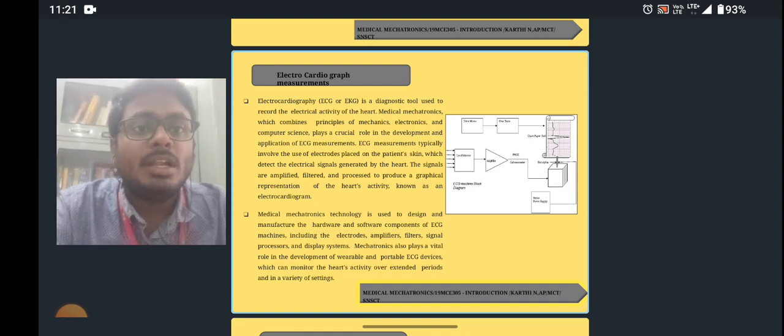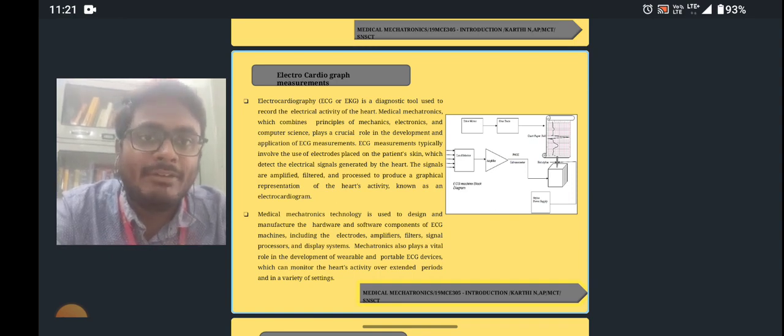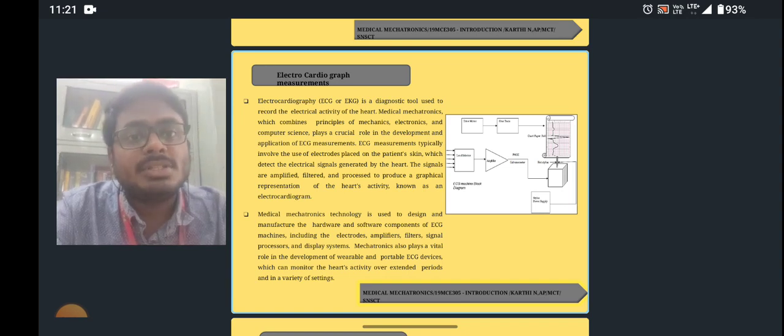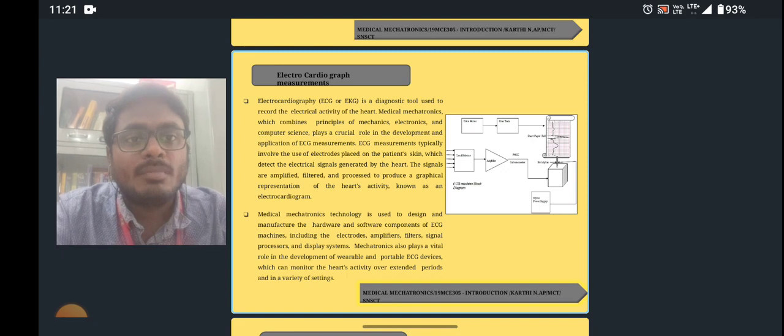instrument. Electrocardiography is a diagnostic tool used to record the electric activity of the heart. Medical mechatronics, which combines the principles of mechanics, electronics and computer science, plays a crucial role in the development and application of ECG measurements. ECG measurements typically involve the use of electrodes placed on the patient's skin, which detect the electrical signals generated by the heart. The signals can be amplified and filtered.